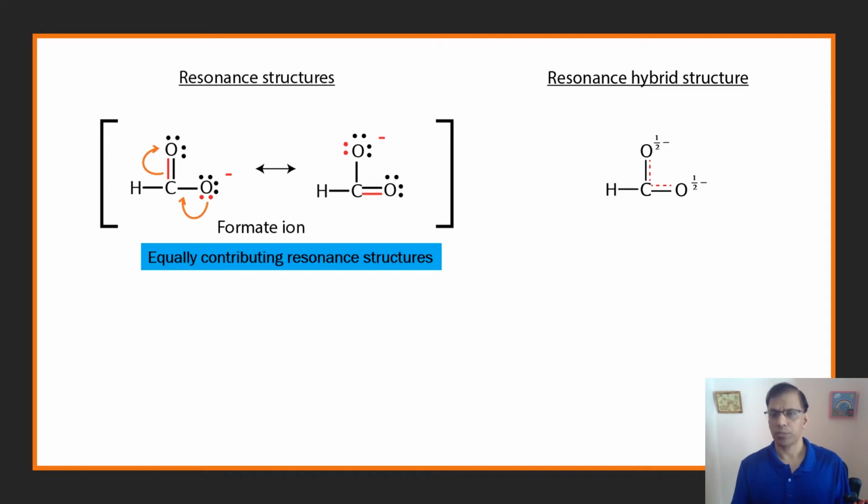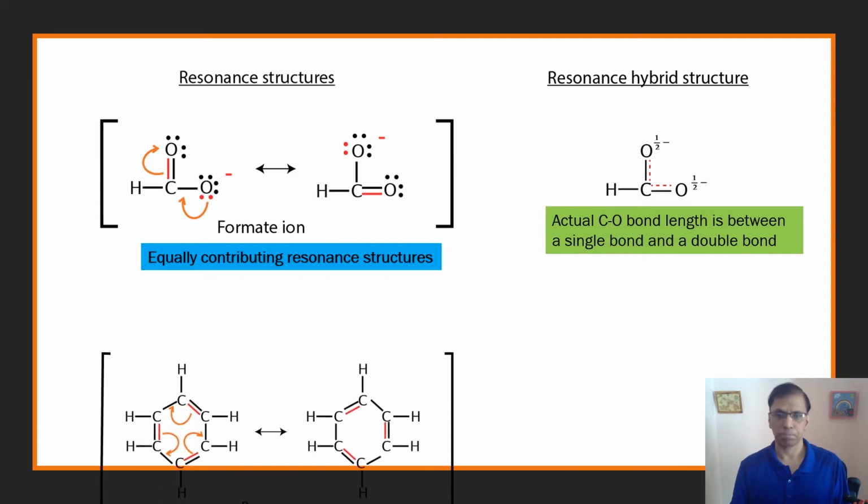What has been observed experimentally is that the carbon-oxygen bond length is between the carbon-oxygen single bond length and the double bond length. So it is longer than the double bond length but shorter than the single bond length.